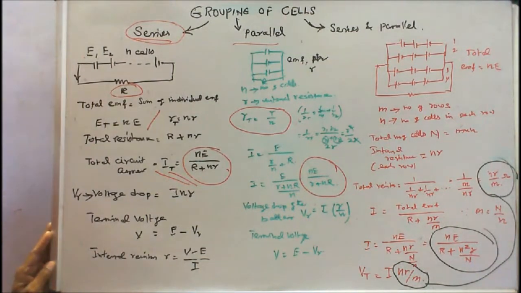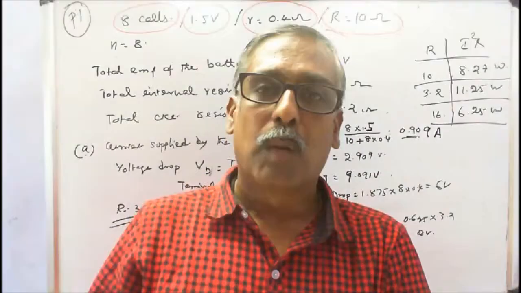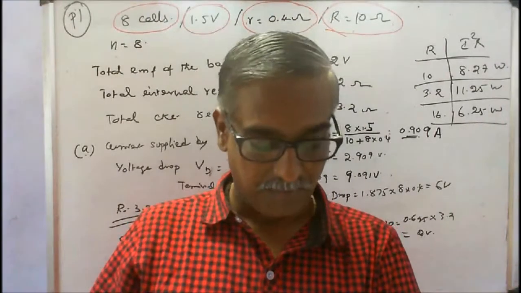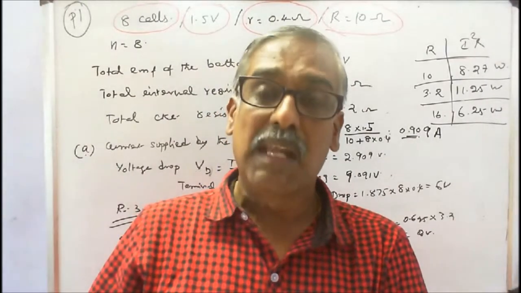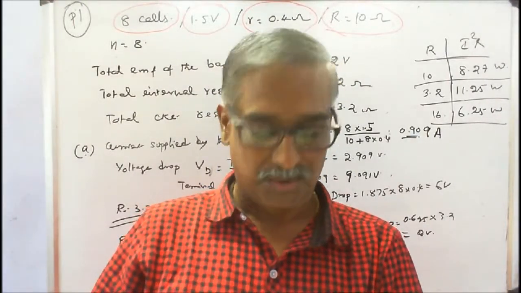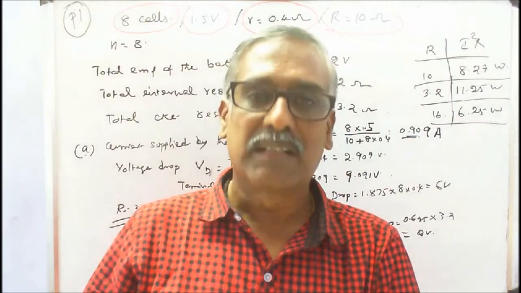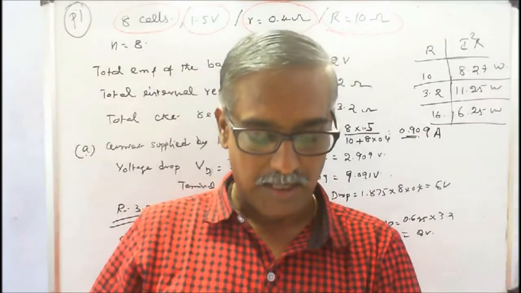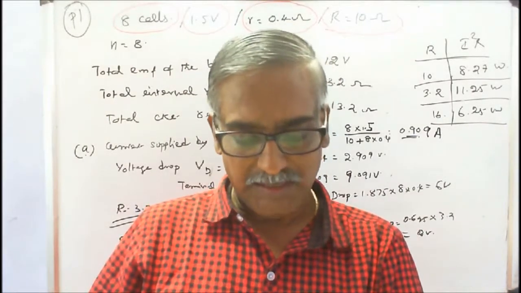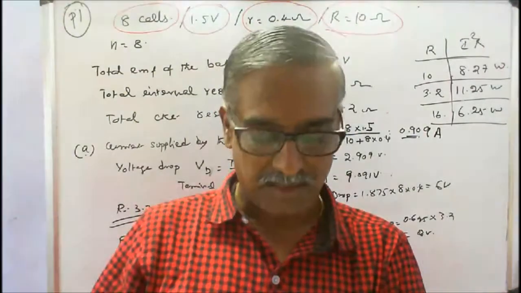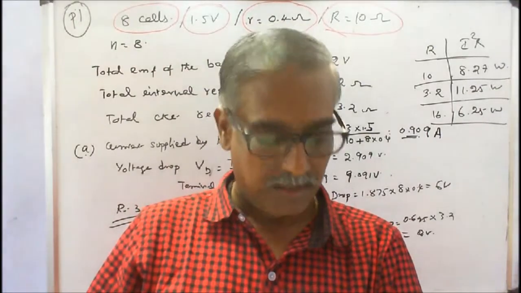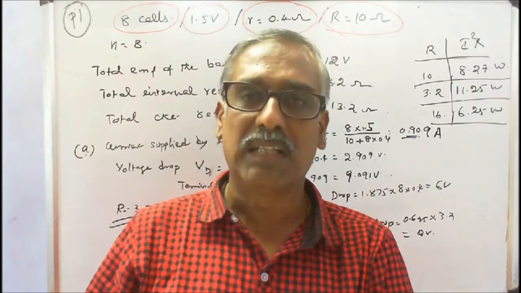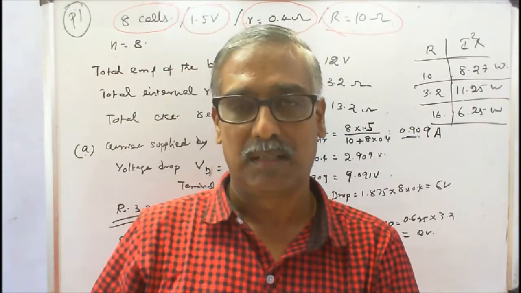Now we will work out some problems. Problem 1. A battery consists of 8 cells, each having an EMF of 1.5 volts and internal resistance of 0.4 ohms, joined in series. If this battery supplies current to a 10 ohm resistor, calculate A, the current supplied by the battery, B, the potential across the battery terminals.